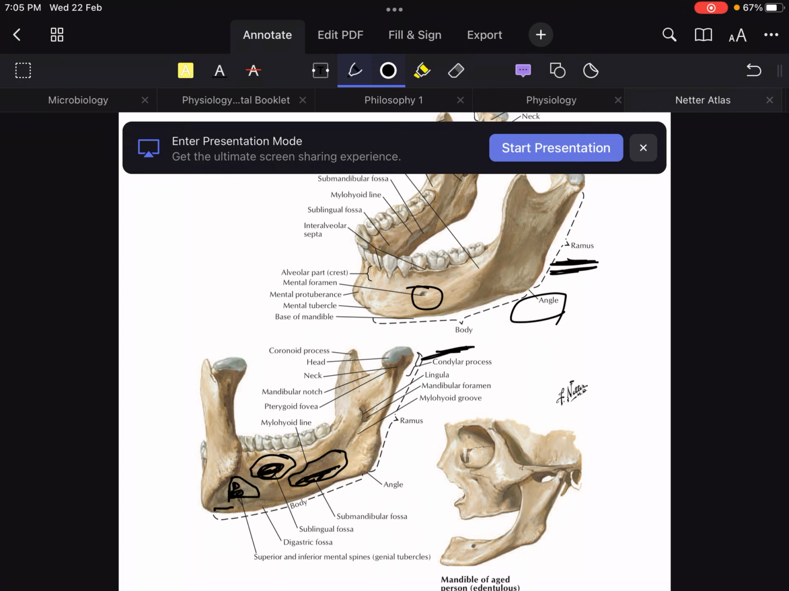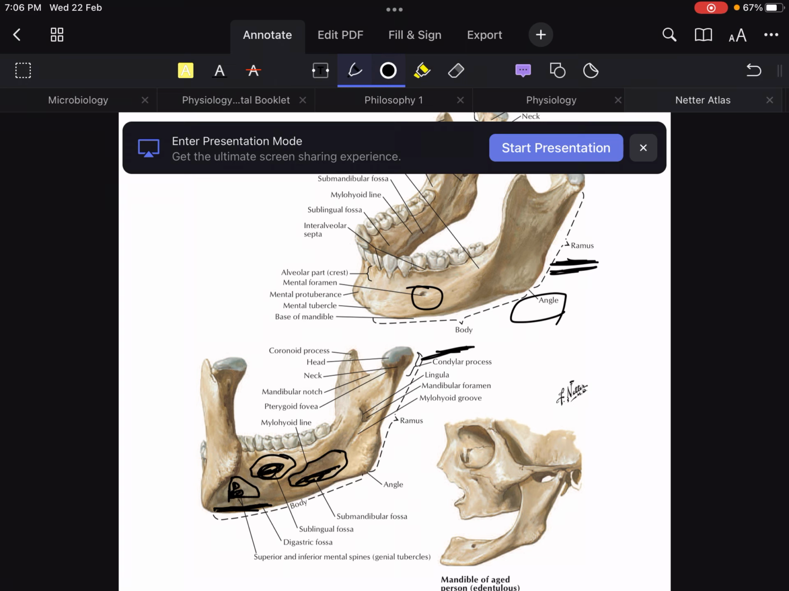Another part that is here is the digastric fossa. It's here. We can say it's below the genial tubercles. Again, this fossa is for the muscle with the same name, the digastric muscle. I will explain the muscles in another video, but just for now remember, this digastric fossa is for the muscle with the same name, the digastric muscle.